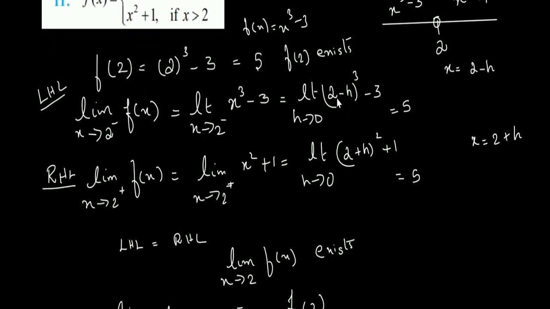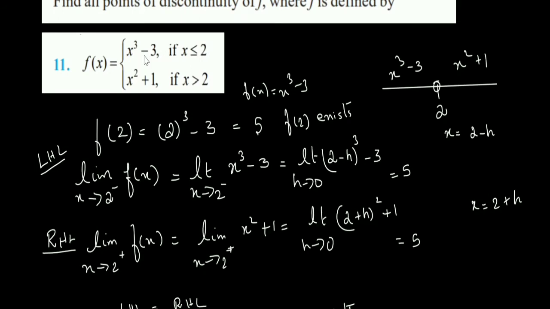Next you have to find the limit. First the left limit, limit x tends to 2 minus of f of x. Left of 2, the function is x cube minus 3. To find the left limit, substitute x equal to 2 minus h: 2 minus h, the whole cube, minus 3. Put h equal to 0. 2 cube minus 3, 8 minus 3, it is 5. So there is a left hand limit.